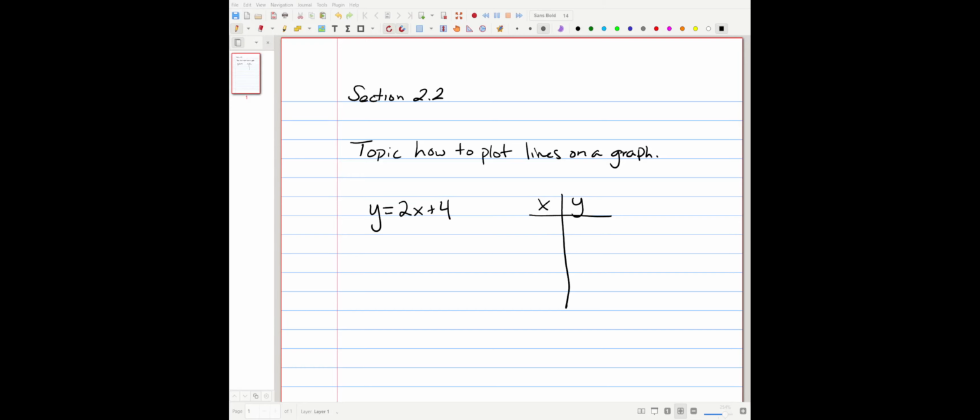Hey guys, so I'm just making this quick little addition to section 2.2. This is for those of us who don't remember how to plot lines on the graph. So assume we're given this equation, and we can recognize this as a line by slope intercept form, y equals mx plus b. But assuming you didn't know that and you wanted to plot this, how would you do so?